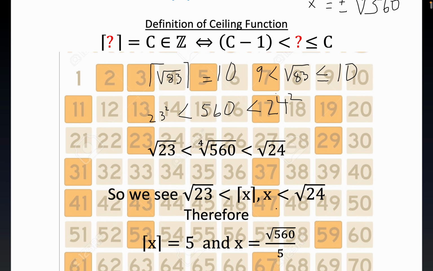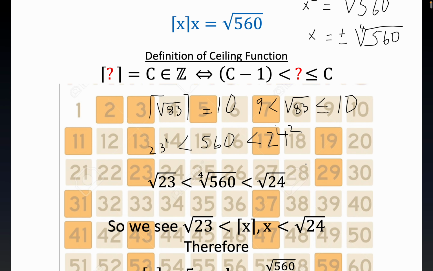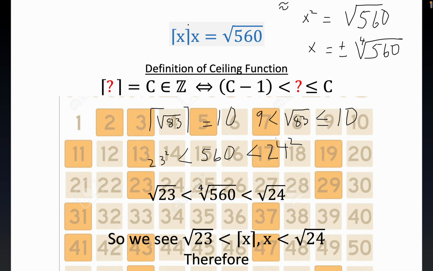Now, it also follows very quickly from the nature of the ceiling function that both the ceiling and the value of x have to be trapped between these two numbers. And again, that's pretty much clear. I don't want to try to explain it. It's fairly obvious just based on the way this expression is formulated.